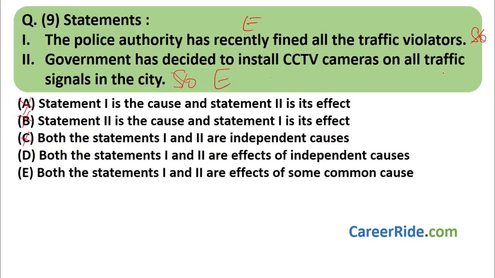Now here, for traffic signals they are putting up CCTV cameras, correct? Okay, in the city, and the police authority is also fining all traffic violators. So everything is related to the traffic and traffic violators. So there is some common cause of traffic violation, and the effect of it is that the government decided to install CCTV cameras plus the police authority is fining traffic violators. So both of them are effects of a common cause. Answer is E. Moving to next question.